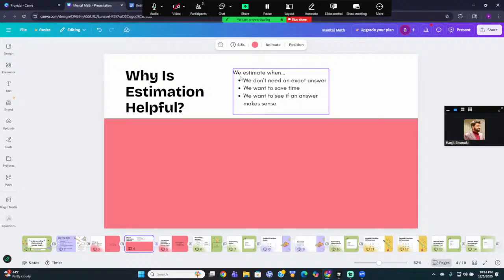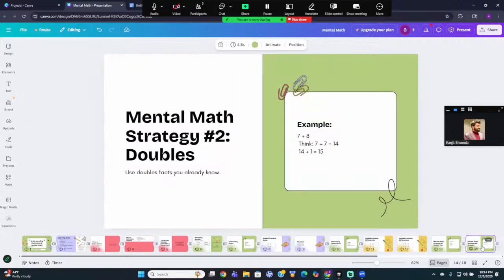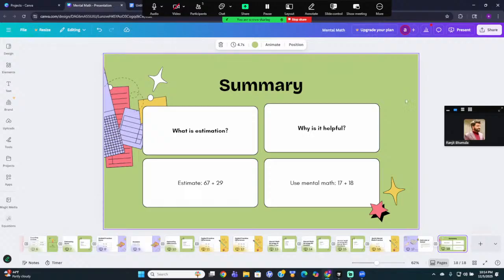We use estimation because it's very quick, and we use it when we don't need an exact answer or when we're saving time. So the final two questions, estimate 67 plus 29. The first step when we're estimating is we round both the numbers.